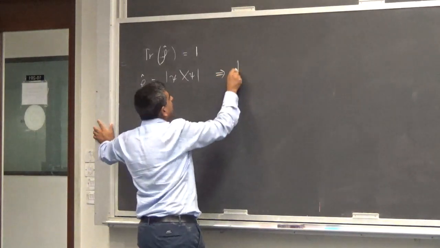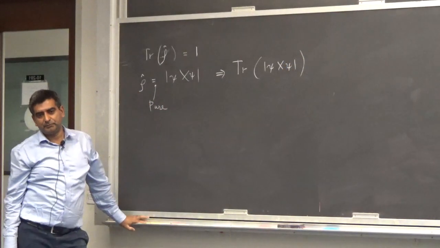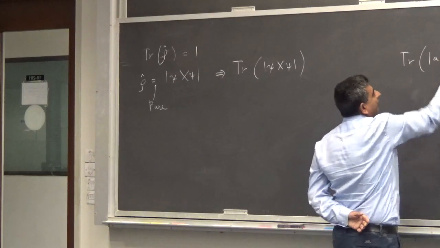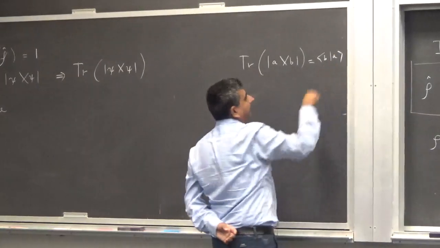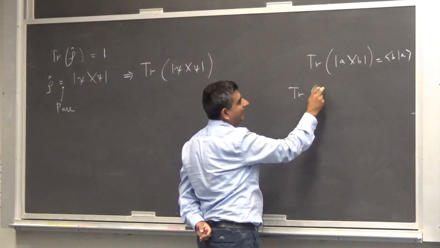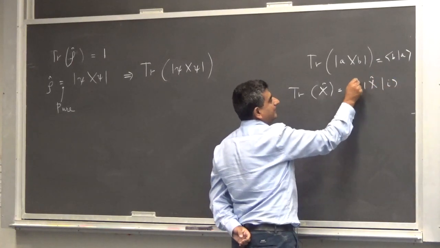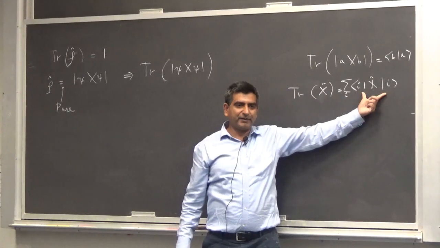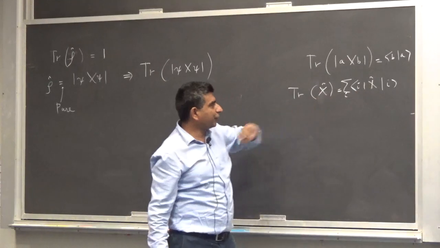If I were to take the trace of this rho, the trace of an outer product is always a scalar. So this is equal to the bra psi ket psi. Remember this. How do you know this? Because the trace of anything, say any operator X, is the sum over i of bra i X ket i. This is how we define the trace of an operator: you take the diagonal elements of the operator, which are represented by this form.